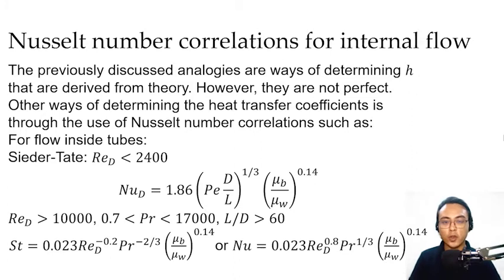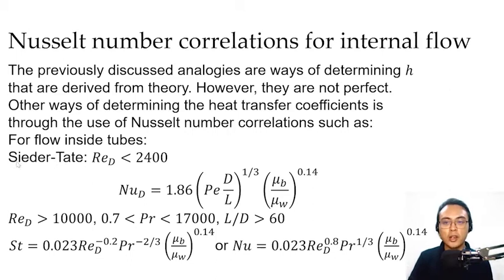Now, aside from analogies, we also have Nusselt number correlations that we can use to solve for the heat transfer coefficient of a certain system. Now, it is important to note that these Nusselt number correlations are empirical equations and are fitted from experimental data. So we can expect to see numbers here that do not have physical meanings, such as this 1.86 and the 0.14. These Nusselt number correlations are also found in your handbook, and some of them have their own criteria before you can use them.